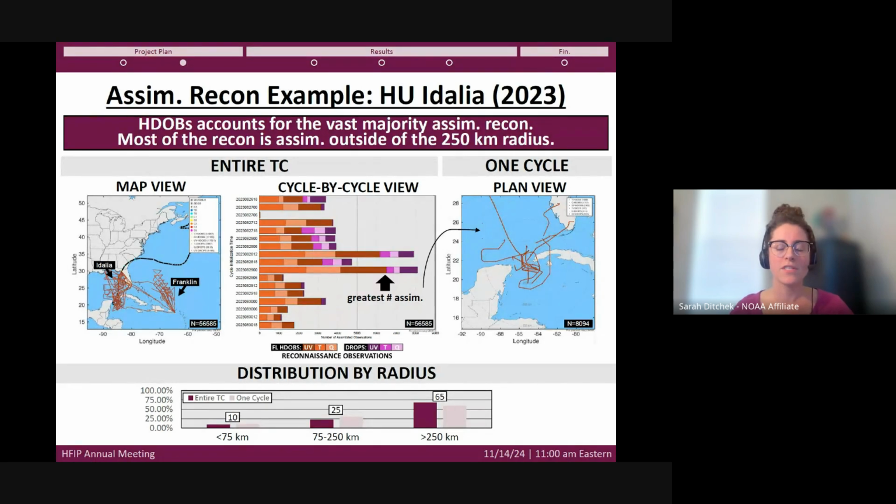This is a distribution of assimilated recon by radius, both for the entire TC in dark purple and also for that one cycle shown above here in light purple. And you could see that on average, 65% of the recon obs are assimilated outside of the 250-kilometer radius.